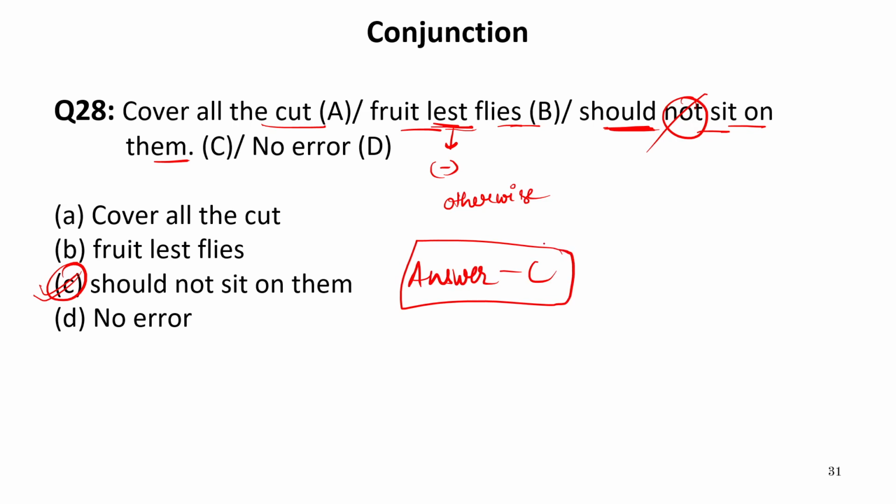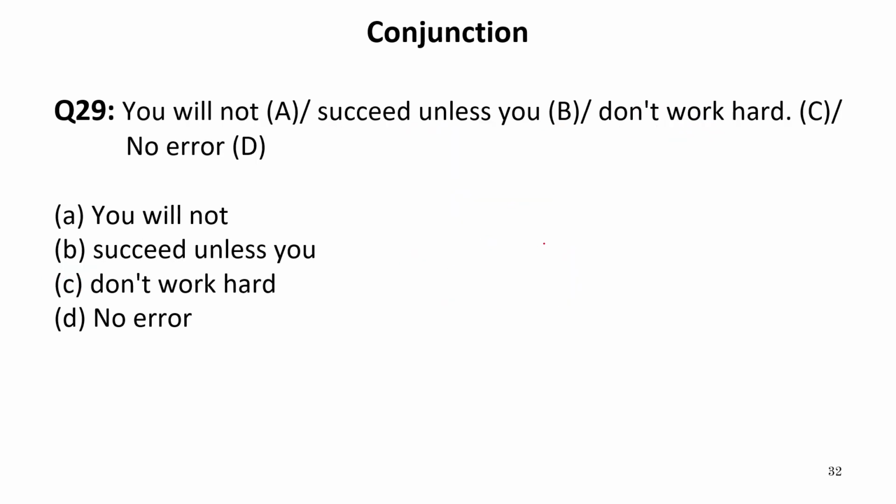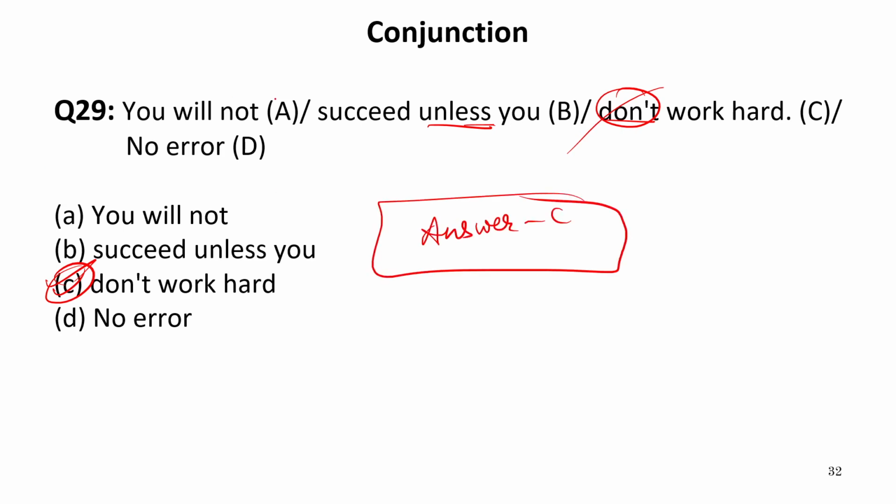Now let us move to the next one. You will not succeed unless you don't work hard. The same thing is here. After unless, we cannot write don't. So the error is in part C. So our answer is C. Therefore, the correct sentence will be you will not succeed unless you work hard.